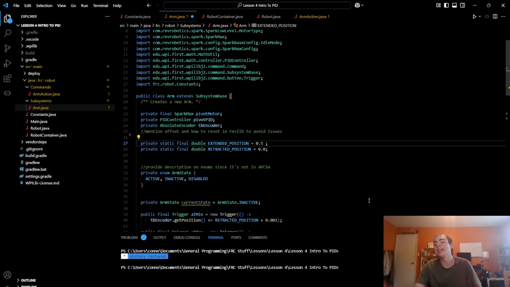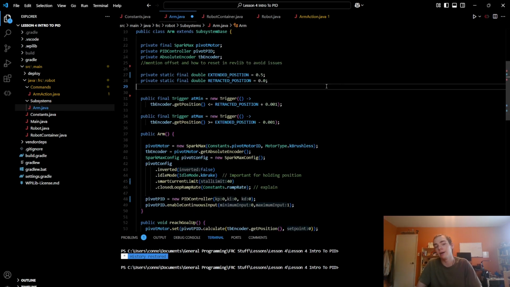Moving on, we then have the extended and retracted position. In this case, we just have 2 things that we're using. In some cases, you may have many points that you're trying to reach, but in this case, we're just using 2. Also, you have triggers.